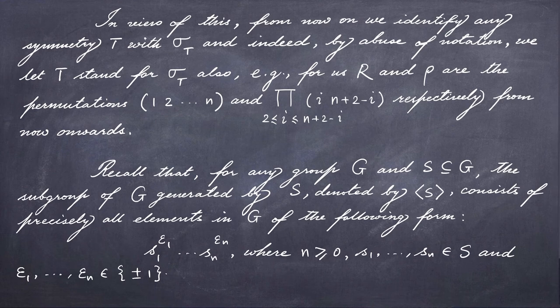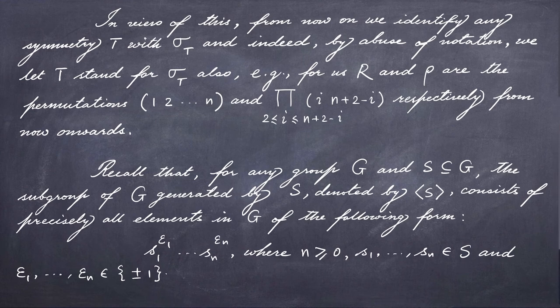Now we are going to generalize that concept. Here S need not be a singleton, S can be any finite set or in fact infinite. When a subset S is given, then the subgroup generated by S is the collection of precisely all elements of this form.